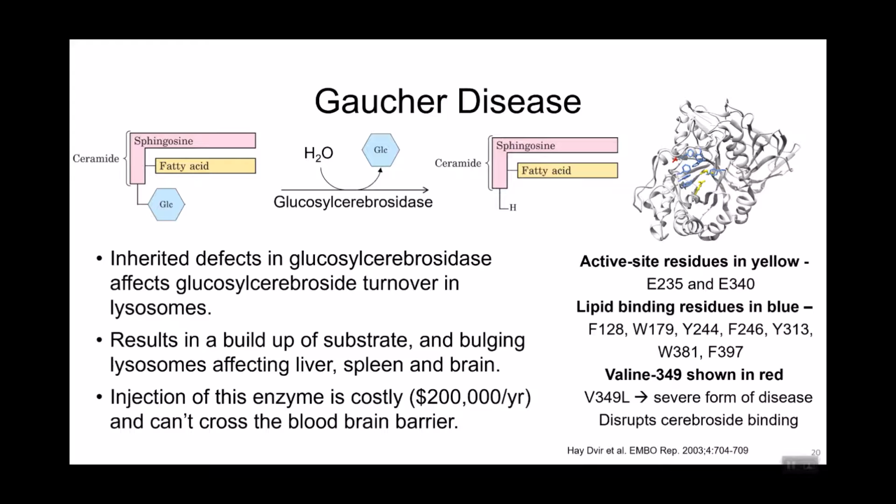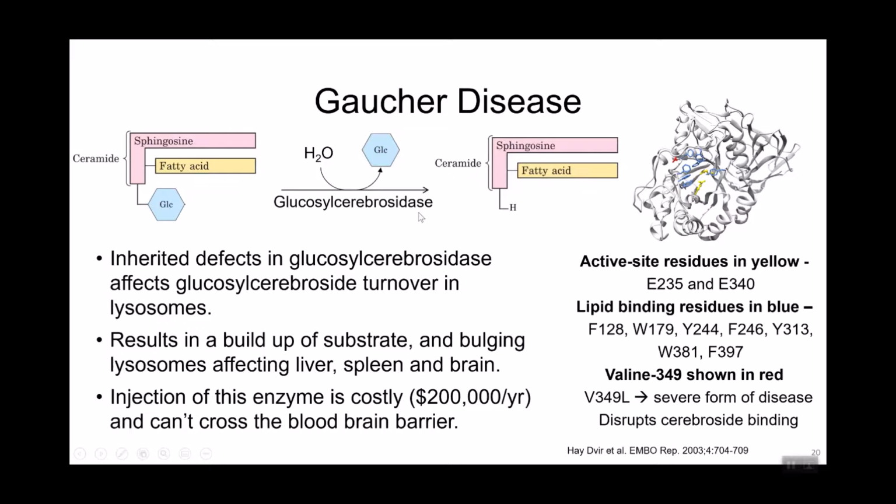Gaucher disease arises due to a mutation in a lysosomal enzyme. And remember, the lysosome is important for the turnover of proteins and lipids in the cell. So if there's any sort of disruption to either the formation or the rate of breakdown, this can lead to disease. The structure of the enzyme is seen on the right, and a single point mutation can have a huge effect on human health. When the valine at position 349 is mutated to a leucine, so not a major change in properties, it is enough to disrupt its activity.